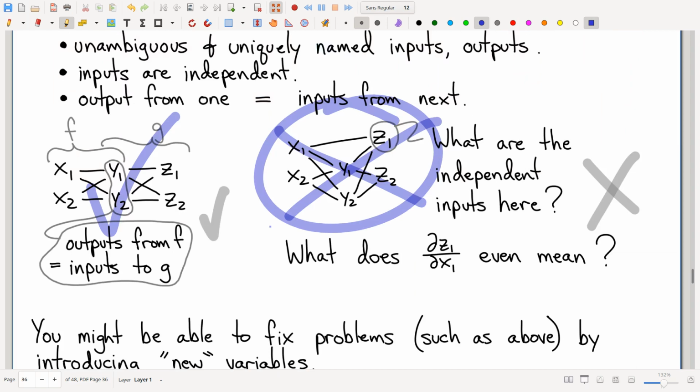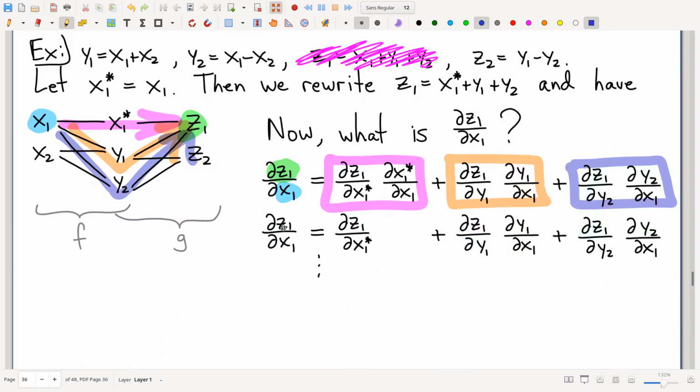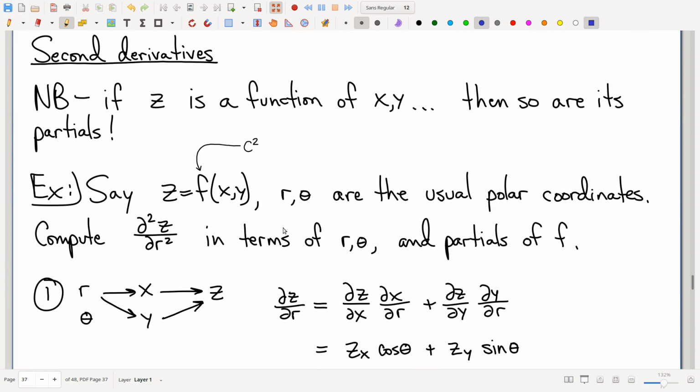Okay. All right. Let's move to the next thing. Okay, second derivatives.